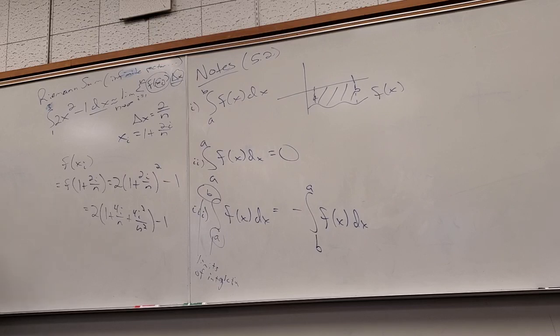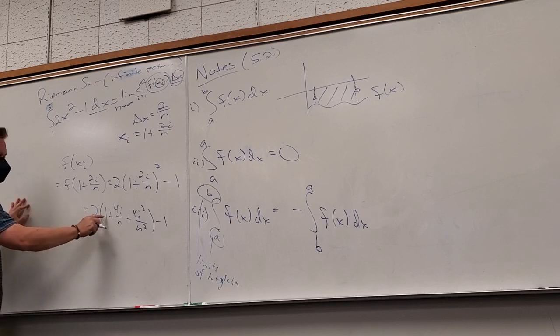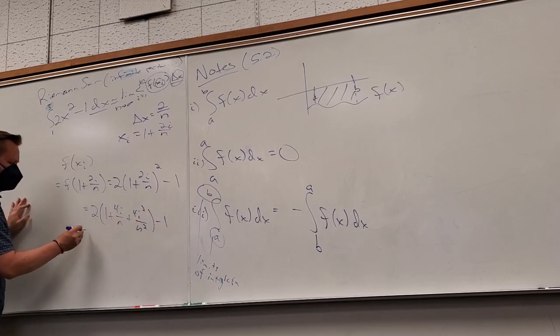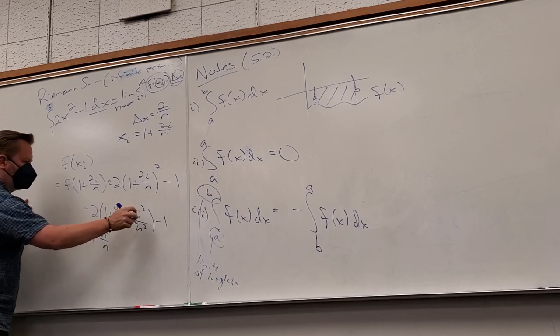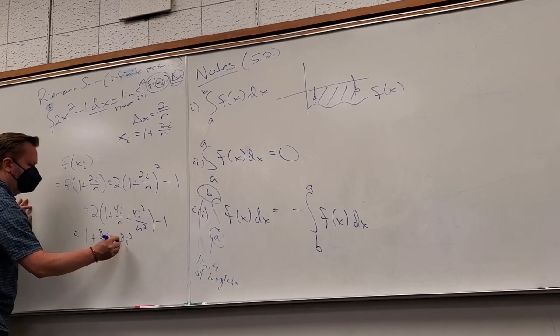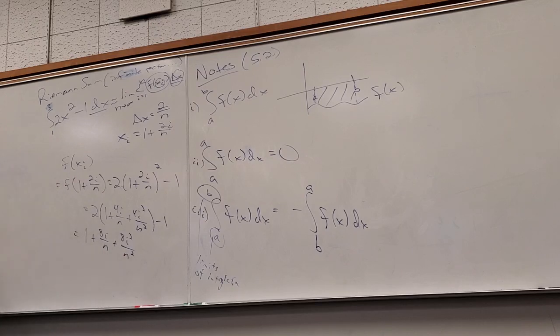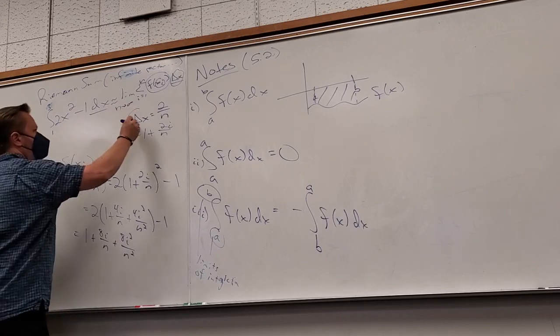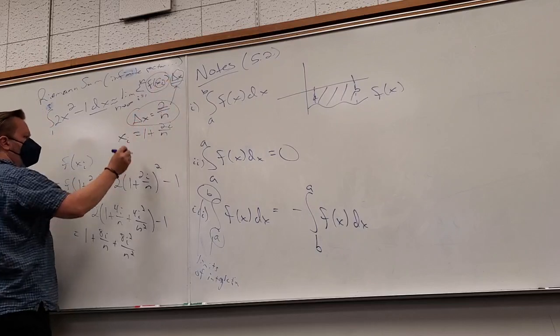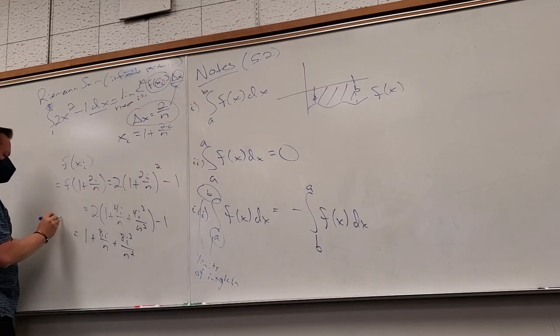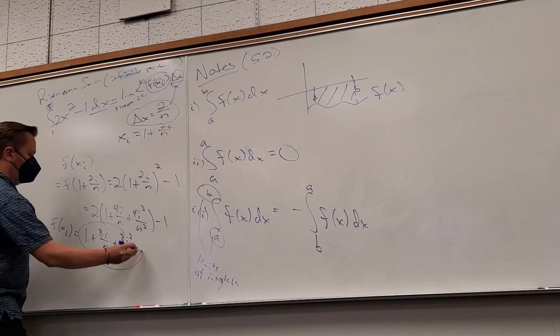So again, before I start working with something, I'm going to simplify it if I can. And if I do this, 2 times 1 is 2, minus 1 is 1. Twice 4i over n, twice 4i squared over n squared. So now I got my parts. I got my delta x I can throw in. I got my f of xi that I can throw in.